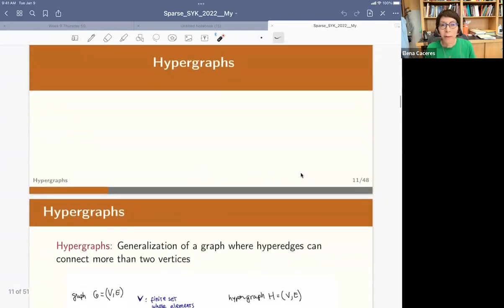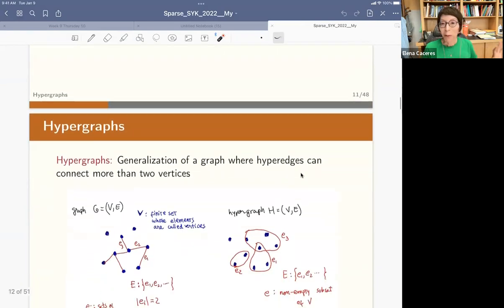So for this formulation of the sparse SYK, as I said, you can think about it in terms of random pruning, but we're going to use the hypergraph formulation.